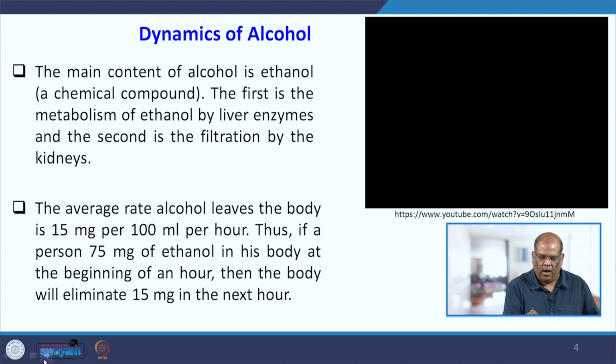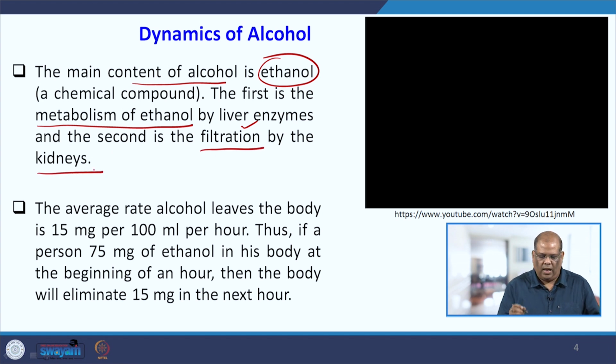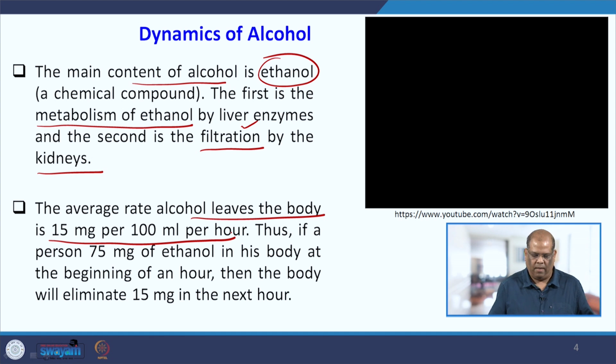Now, the main content of alcohol is ethanol. The first process is the metabolism of this ethanol by the liver enzymes, and the second is the filtration by the kidneys. The average rate at which alcohol leaves the body is 50 milligram per 100 ml per hour. So, if a person has 75 milligram of ethanol in his body at the beginning of the hour, then the body will eliminate 15 mg in the next hour. That is the easy calculation.